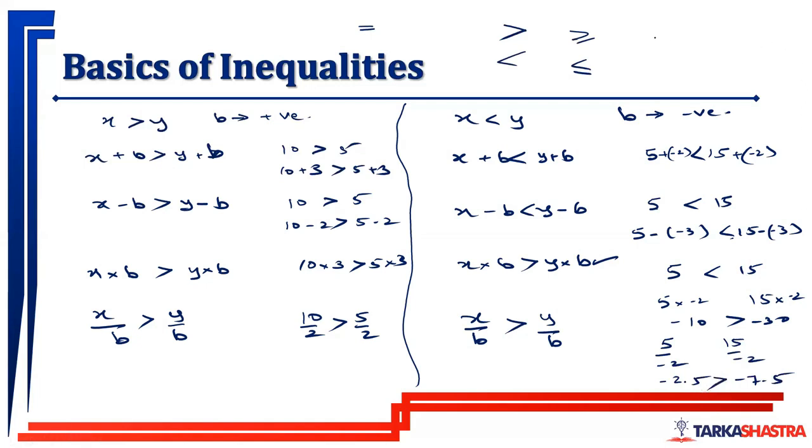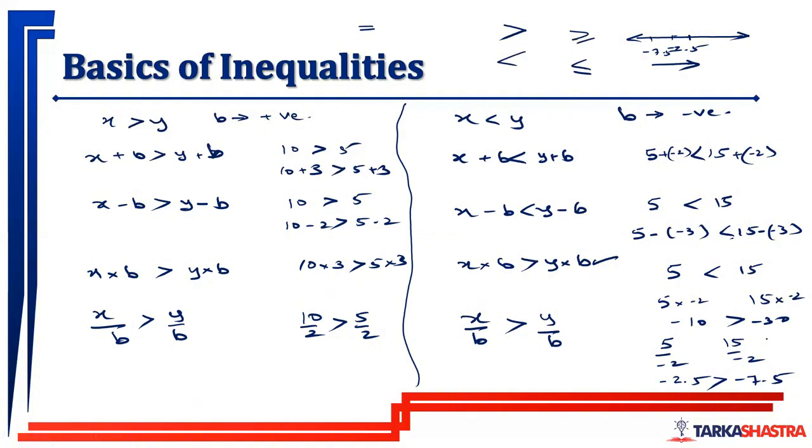Yes or no? We understand a number line, right? So minus 2.5 will come somewhere here and minus 7.5 will come somewhere here. The value to the right is greater on a number line. Values towards the right are greater and values towards the left are smaller. So understand the number line, and on the basis of that, these are the inequalities.